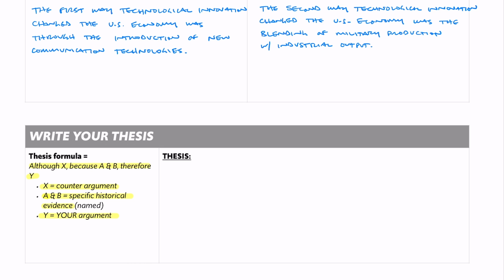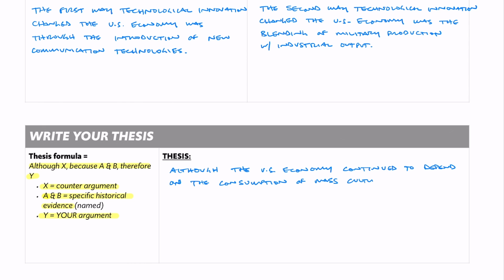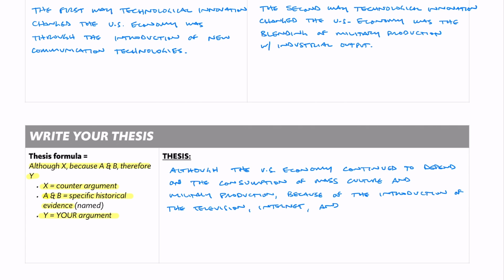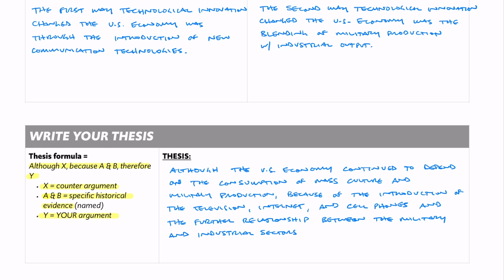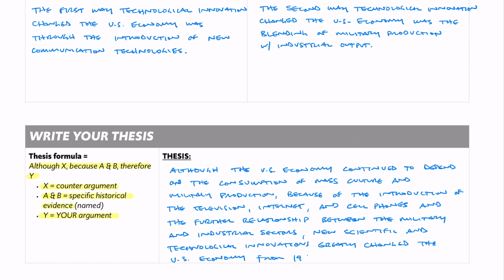So here's how I would write it. Although the U.S. economy continued to depend on the consumption of mass culture and military production because of the introduction of television, internet, and cell phones, and the further relationship between the military and industrial sectors, new technological innovations greatly changed the U.S. economy from 1950 to 2000.